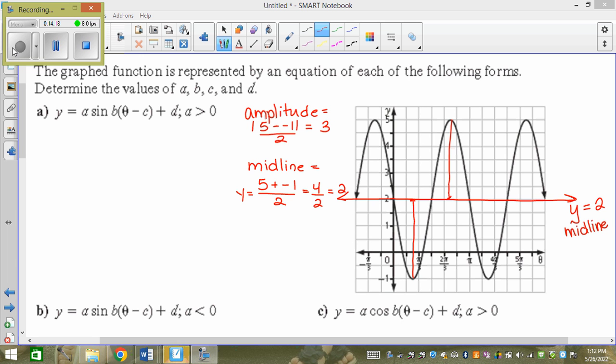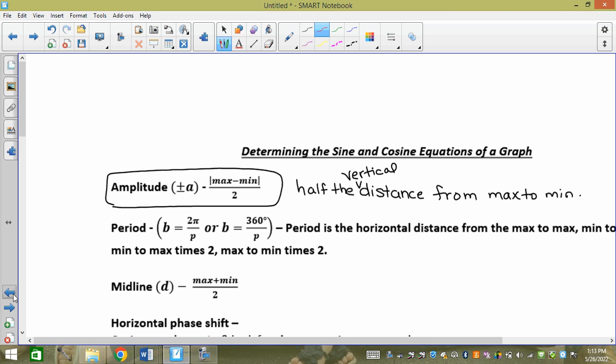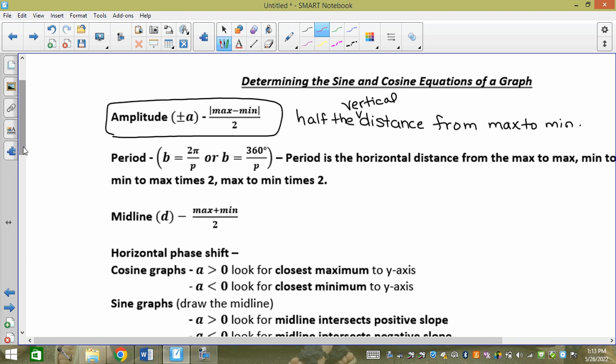So I have my A's and my D's. How the heck do I get my B? The B is easiest to find by actually using that formula I gave you, remember? So let's go to the front page. Well, not the front page, my front page. 25, I believe. This one. So in order to get B, you do 2 pi divided by P, or 360 divided by P. And how do you know which one to use? Look at the x-axis. If the x-axis is in radians, use 2 pi. If the x-axis is in degrees, use 360. Okay? So those you have to memorize.